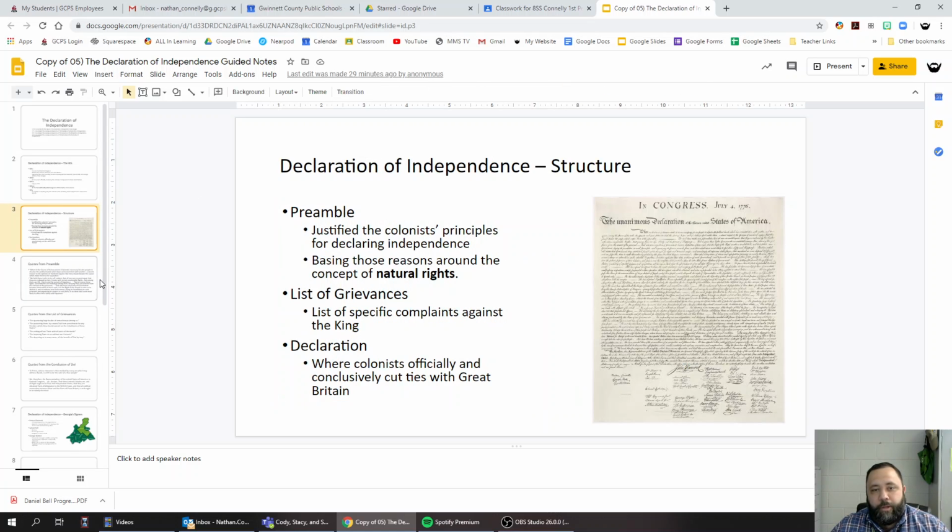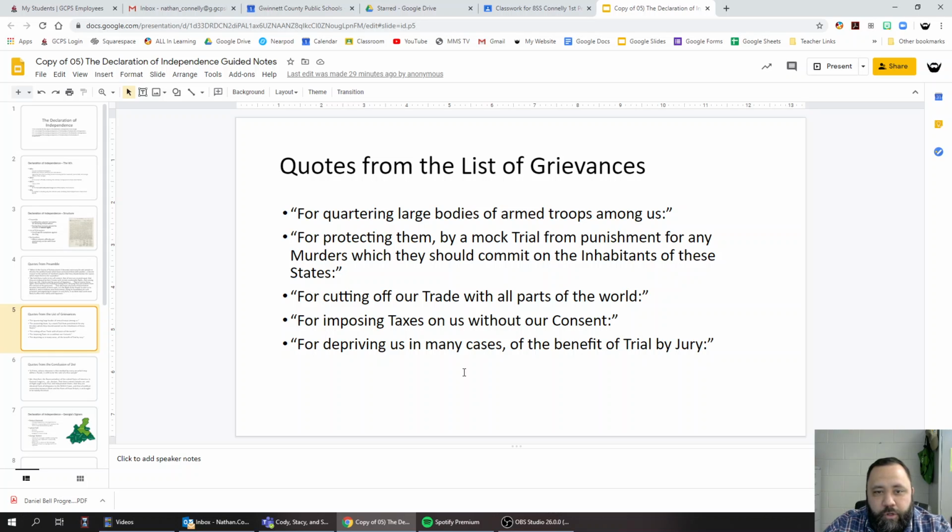All right. So that's the beginning part. That's the preamble that we've just been talking about. Next up is the list of grievances. And yes, I know this looks like a block of text. It does not look like a list. But when you read it, and we're going to look at some examples here, it really does read just like a list would. So literally, this is one sentence after another sentence after another sentence.